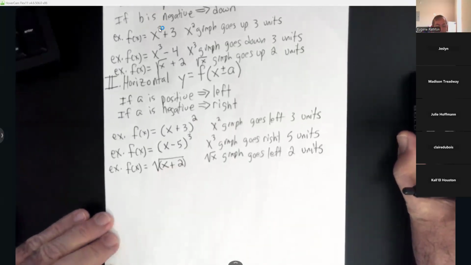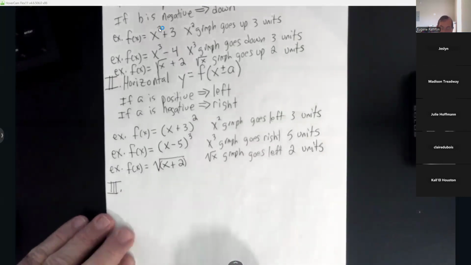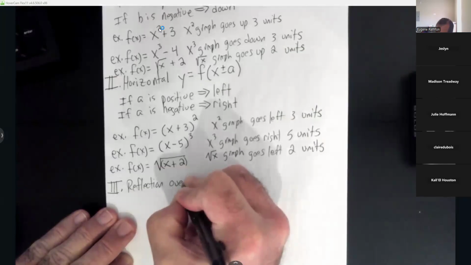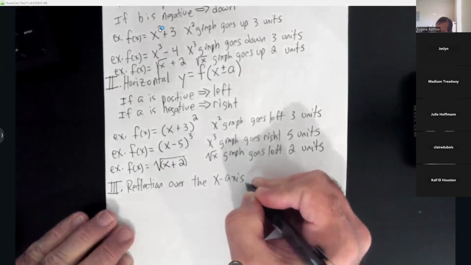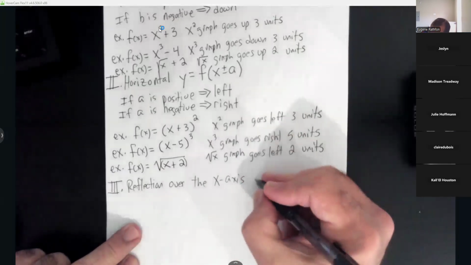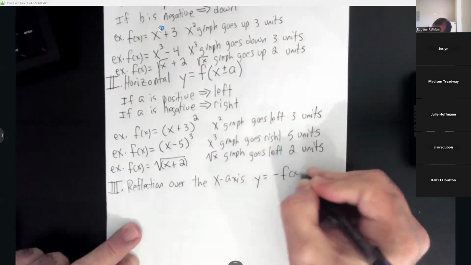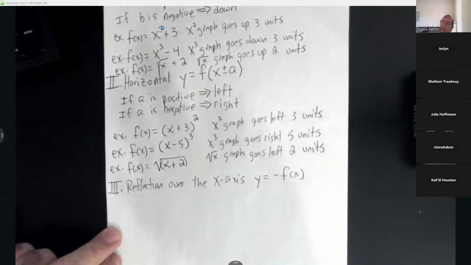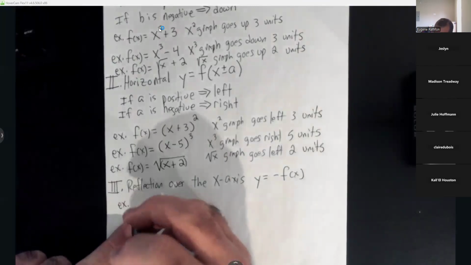All right, y'all, we got one more move to look at. And this one is a reflection over the x-axis. So that'll be y equals negative f of x. So if I threw a negative in front of my function, then it's going to reflect it over the x-axis. So let's do an example of that.